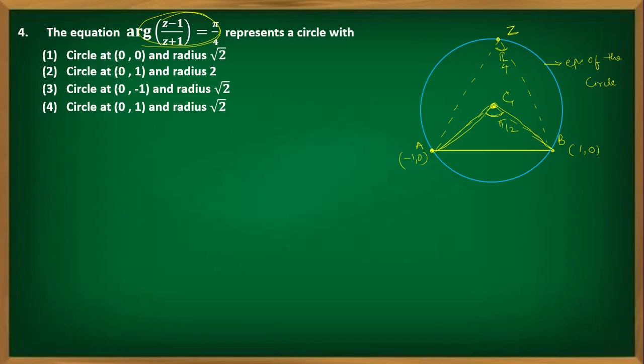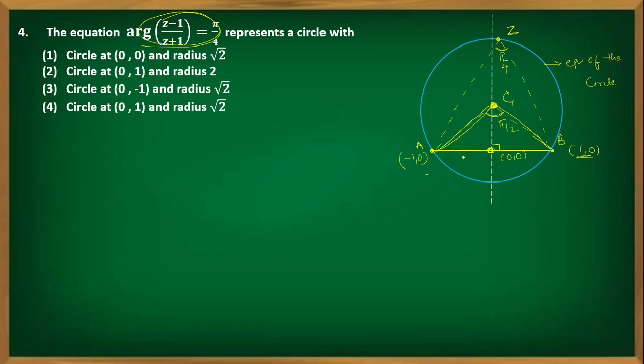Now one more thing. If I draw a line perpendicular to this chord, bisecting this chord, then where does it pass through? It passes through the center of the circle, right? So here we have this line bisecting this and perpendicular to this, so it passes through the center. Now what is this line? It is passing through the midpoint of this. The midpoint of (1, 0) and (minus 1, 0) is (0, 0). So it passes through (0, 0) and is perpendicular to this, so it is nothing but the y-axis.